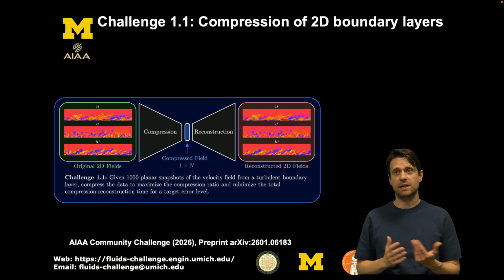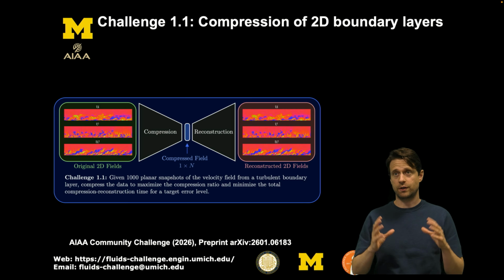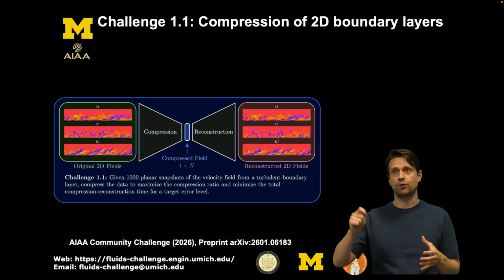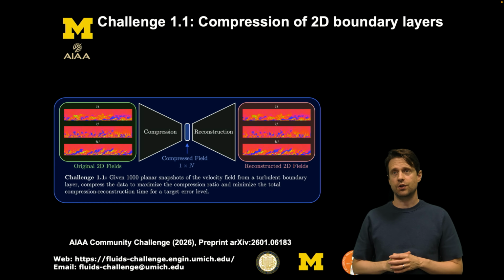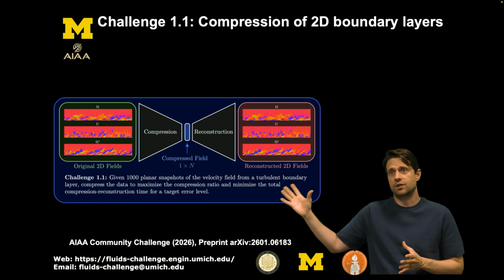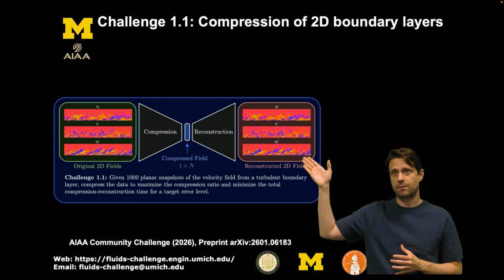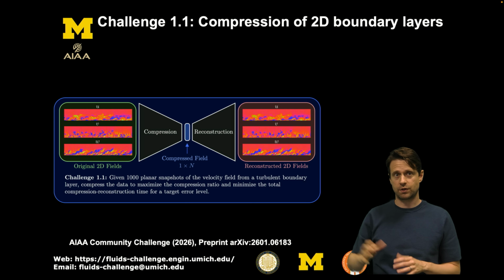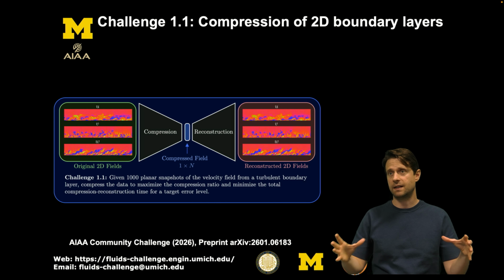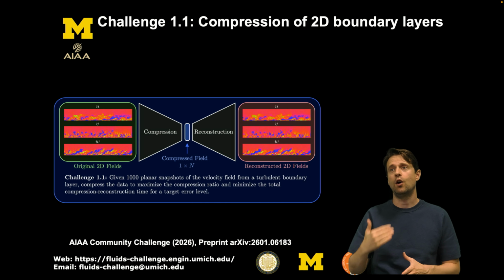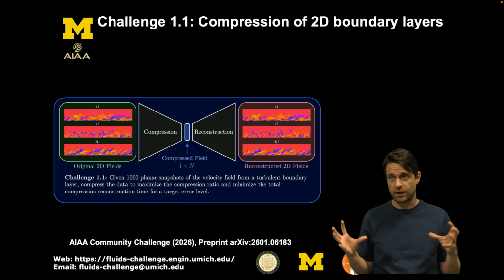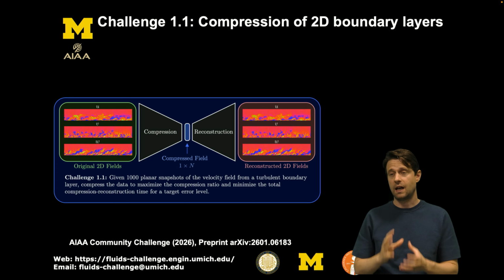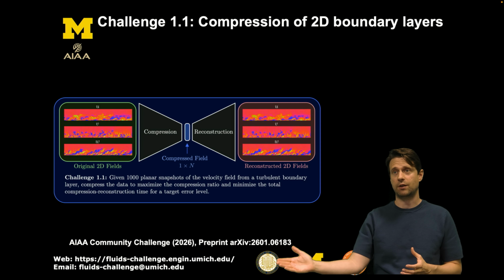Each challenge has basically 2 sub-challenges. So the first one in this case is compression of 2D boundary layers. Here you can see a little description of the challenge. You have different snapshots in 2D. This is taken from a big data set where we just have a vertical cut of turbulent boundary layer data. And the idea is to compress this data as much as possible and reconstruct with the highest possible accuracy.